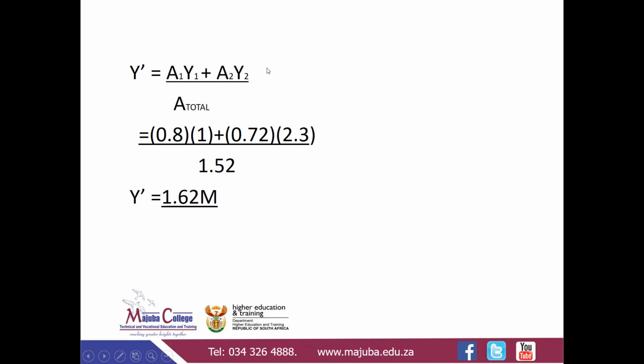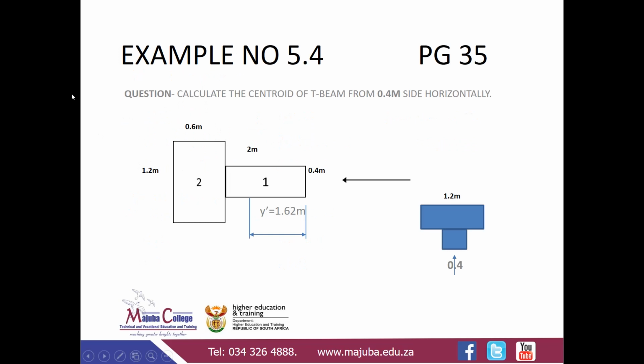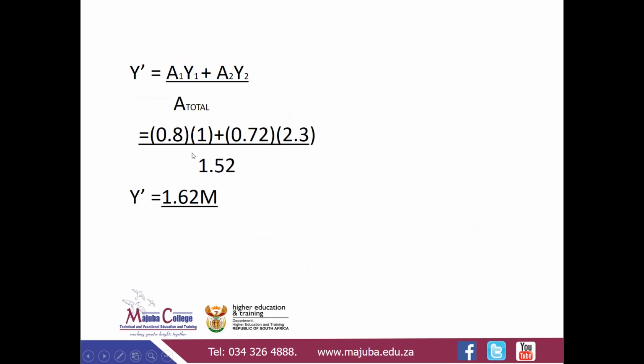As I said earlier, if you had a third area, area 3 times Y3, you were going to keep on adding. This formula is not limited. It depends how many areas or sections you have. Like here, we have only 2 sections. If we have a third one, you are going to keep on adding, but you divide by the total area. Right. Then the answer for this problem will be 1.62 meters.